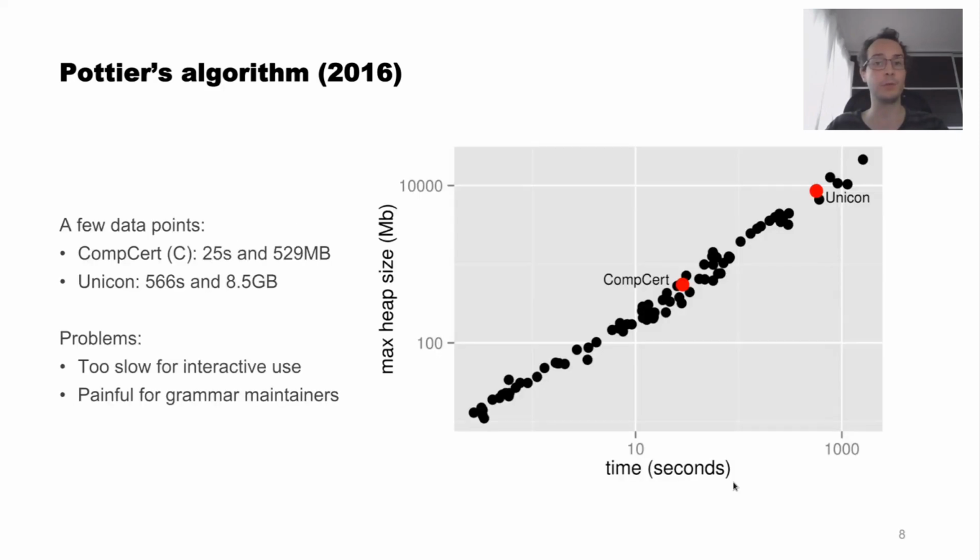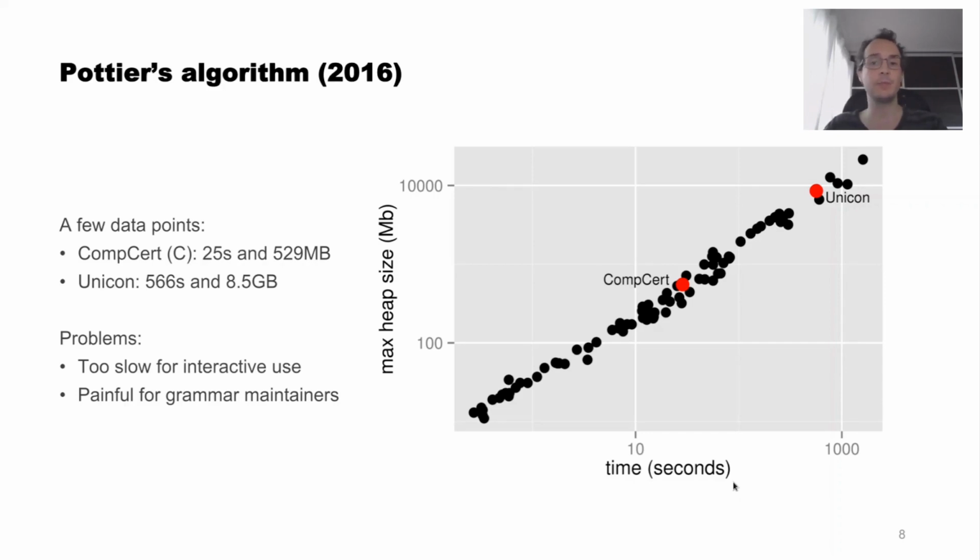Here is a graph plotting the time and memory consumption of the algorithm for different grammars. The scale is logarithmic on both axes. On the abscissa, we jump from 10 to 1000 seconds, and on the ordinate, from 100 megabytes to 10 gigabytes. For realistic grammars, it can be quite consuming. CompCert's C grammar takes 25 seconds and half a gigabyte. Unicon grammar takes almost 10 minutes and 8 gigabytes.